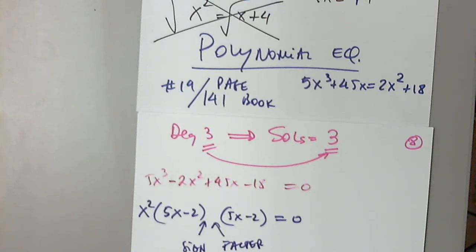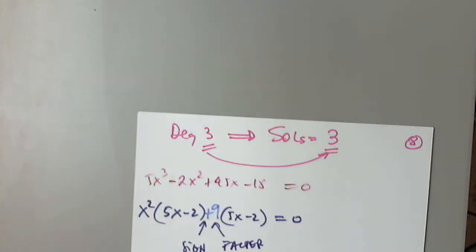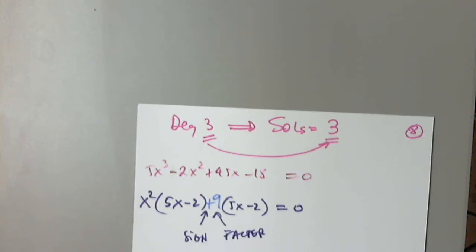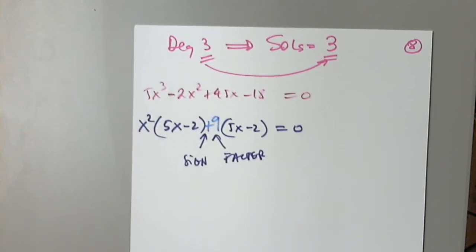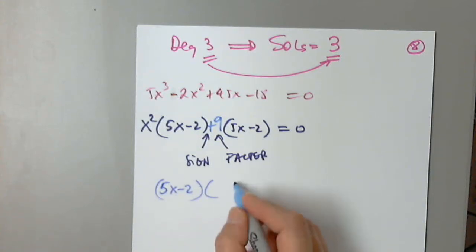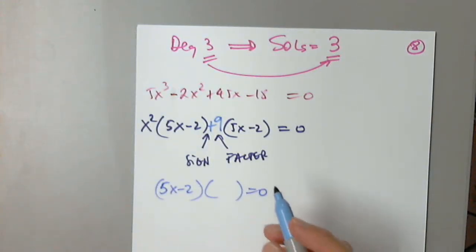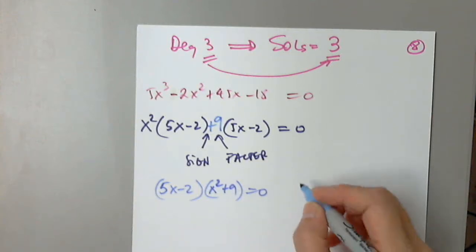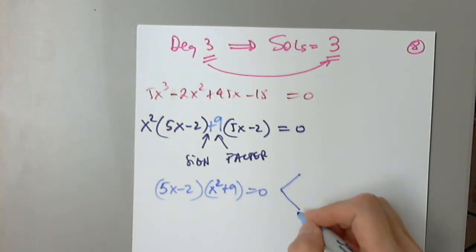What do I factor out? Sign? 9. Very good. If I omit the sign, I will never be able to continue. Okay, perfect. So now, what comes out? What is the common factor now? 5x minus 2, and what we have in parentheses? x squared plus 9. Remember how many solutions we have to write?